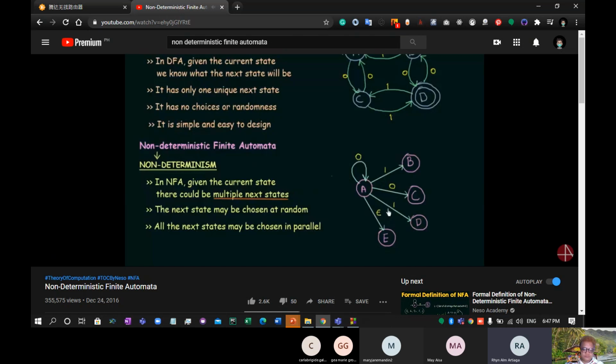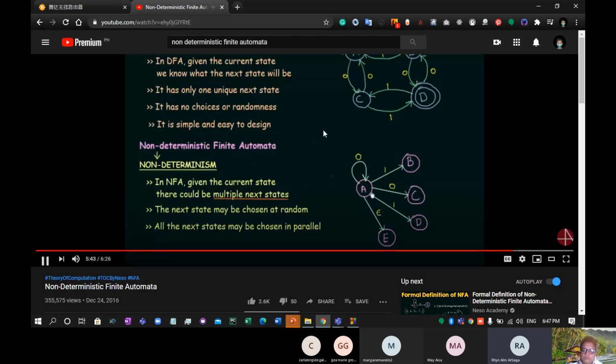So if you see epsilon, or if you see that a state is going to multiple states on getting the same input, then you should understand that it is a non-deterministic finite automata.